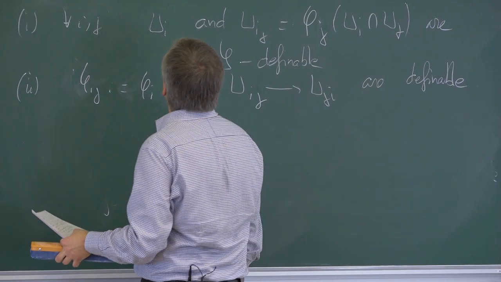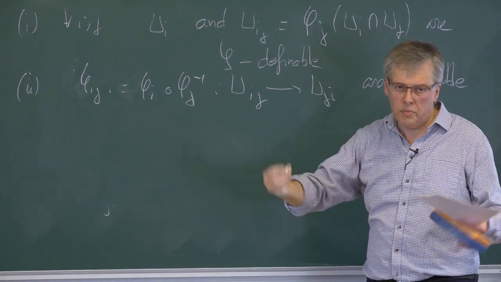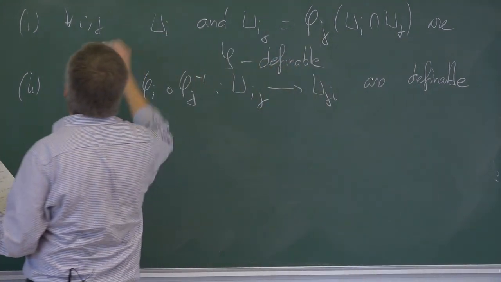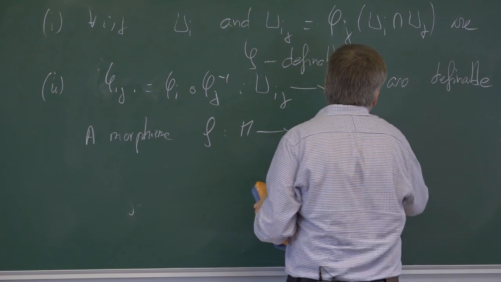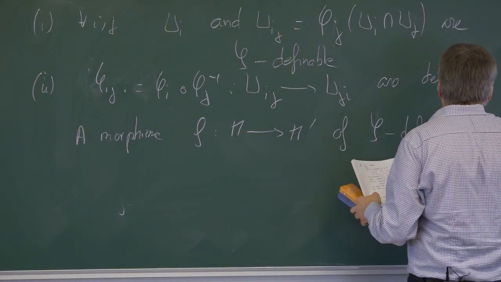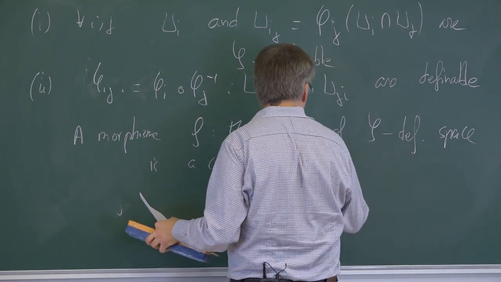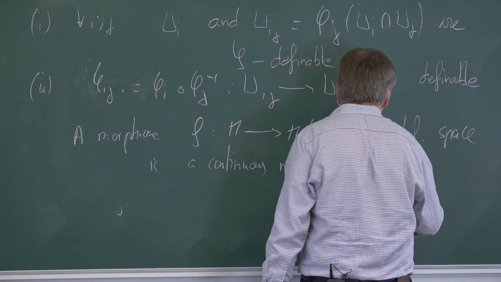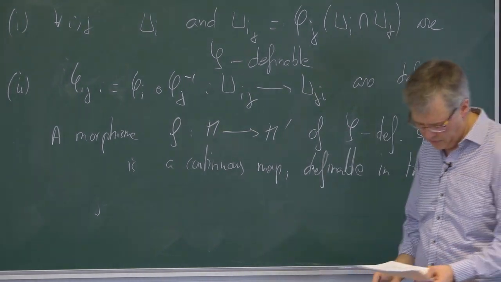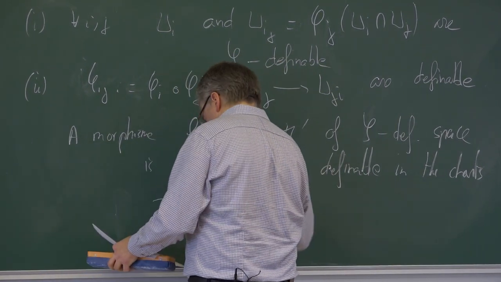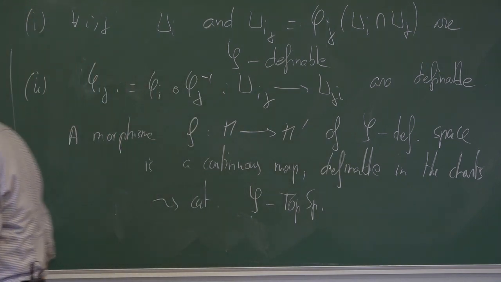So this gives you a notion of, and of course, if you want a manifold, you have to be sure that those changes of coordinates are C^0 or C^p, if you want to have C^p differentiability. And then what is a morphism? A morphism F from M to M' of S-definable spaces is, let's say, a definable and continuous map, definable in the charts. Let me not write. So you look at everything in your finite collection of charts on M and M', and everything is definable. So you get a nice category of S-definable topological spaces, or if you want S-manifolds, but I guess S-definable topological spaces is enough for what I want to say right now.